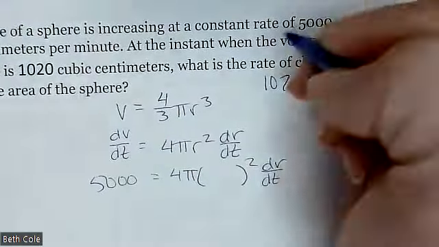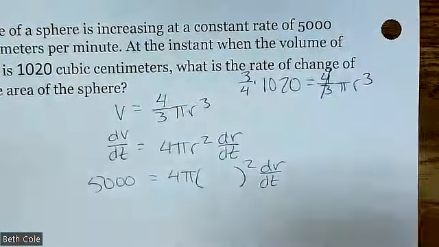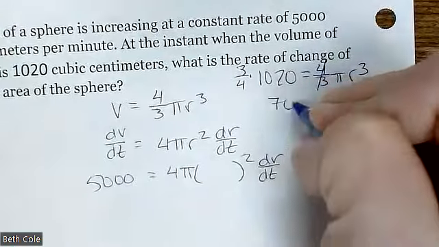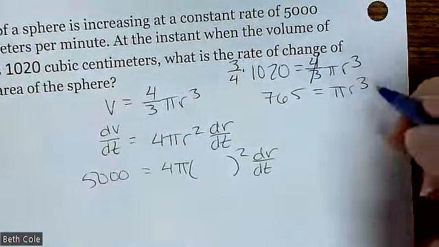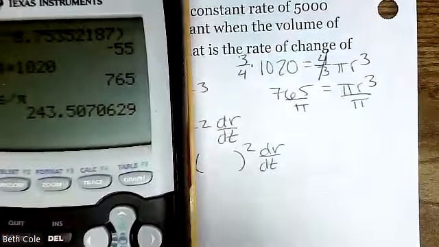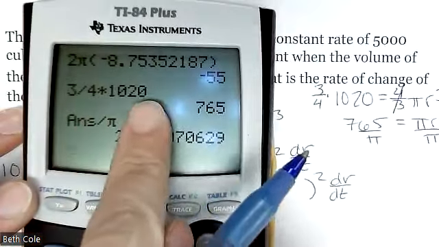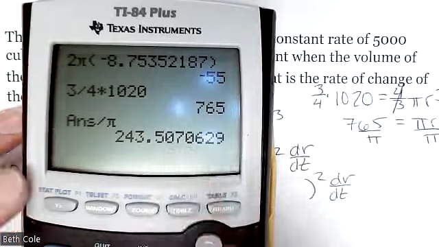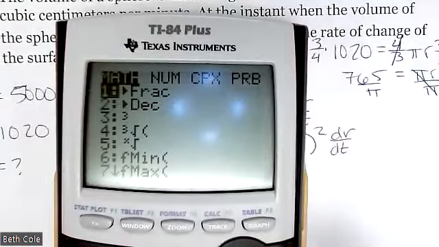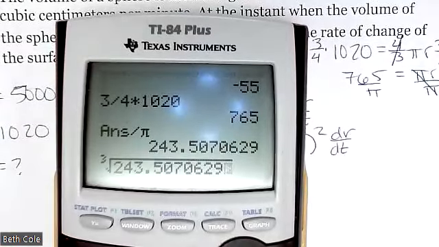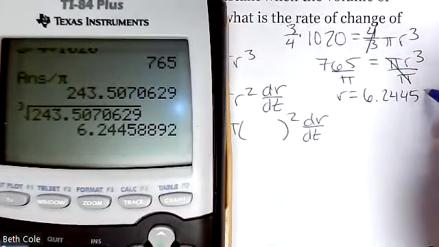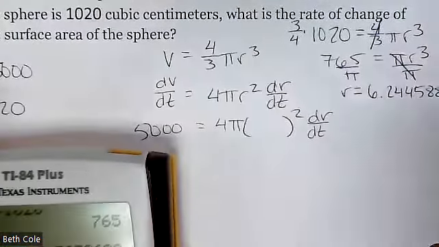So to cancel out the 4/3, we're going to multiply by 3/4. So I'm just going to type that in. That gave me 765 equals pi r cubed. I'm going to divide by pi. I guess I should be showing you this. I just typed in 3/4 times 1,020, I got 765, and dividing it by pi, I got that. And then I need to do a cube root. So that's in your math menu. And I get cube root of this number, and that is r. 6.244588892. So that is what's going right here.